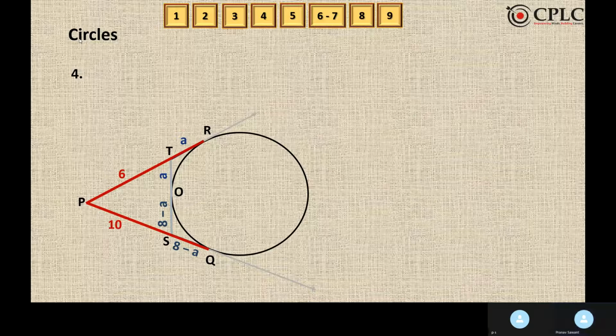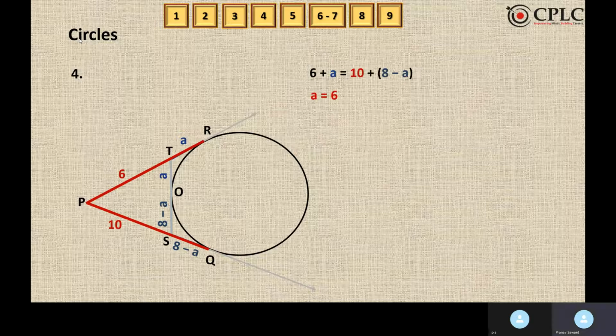Now, these are also the two tangents that we have. So by applying the property, we can say that 6 plus a is equal to 10 plus 8 minus a. By solving this, we'll get the value of a, that is 6.